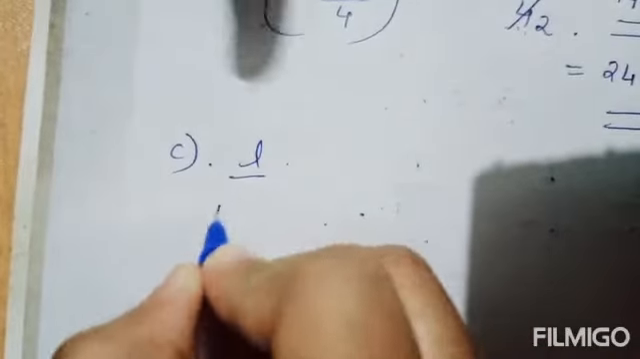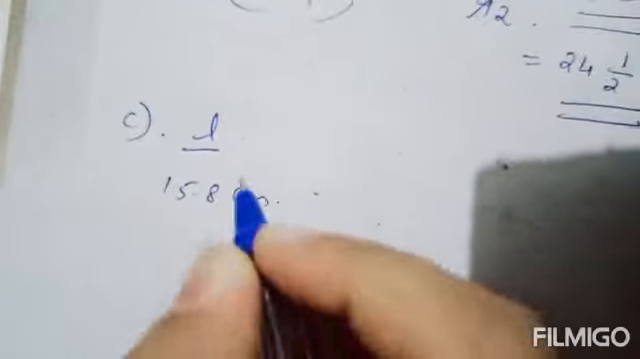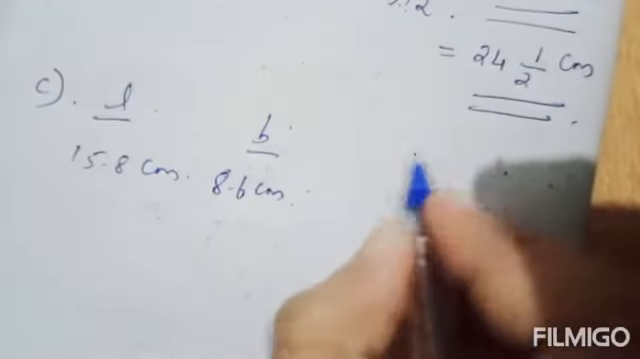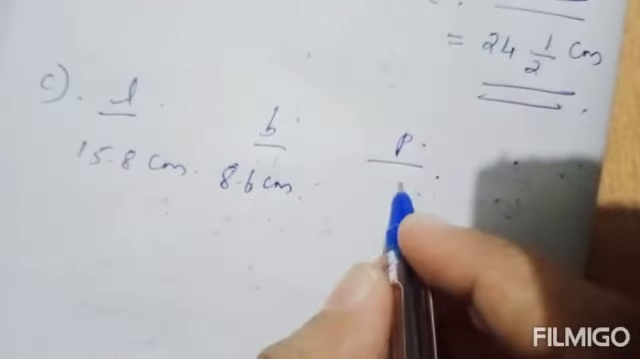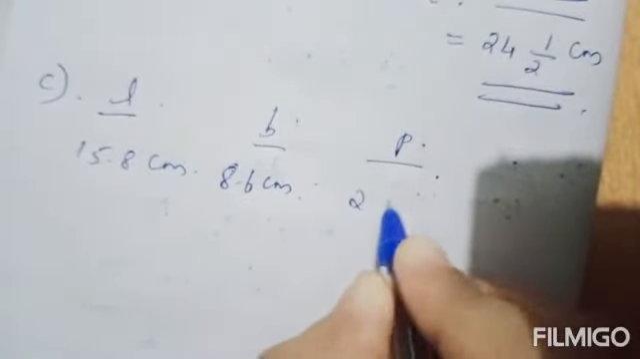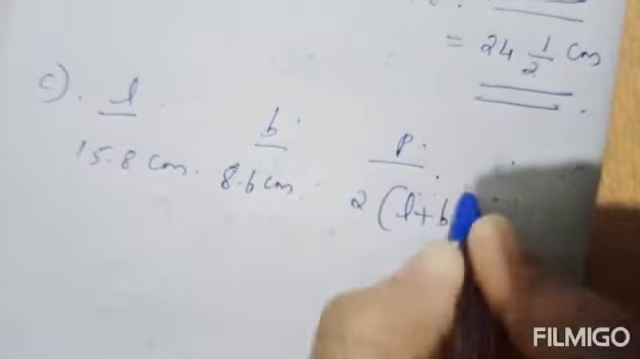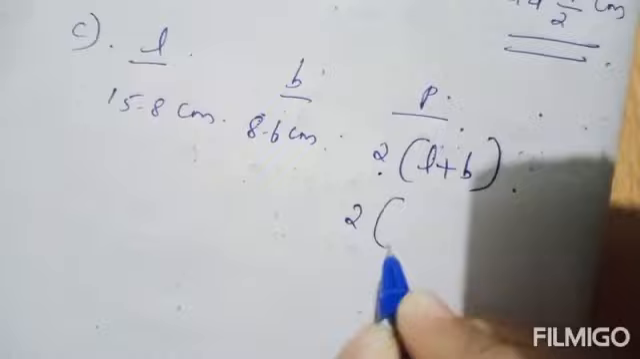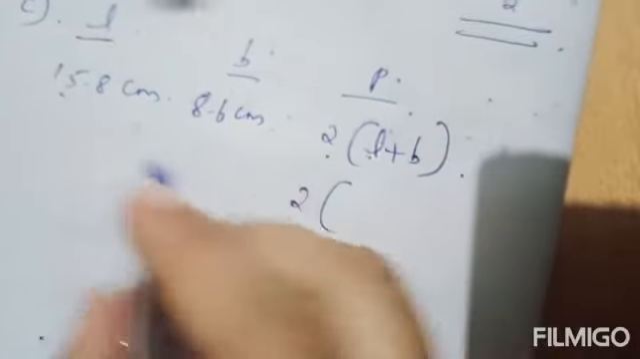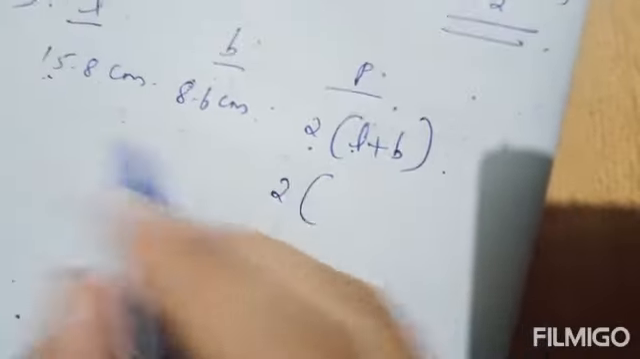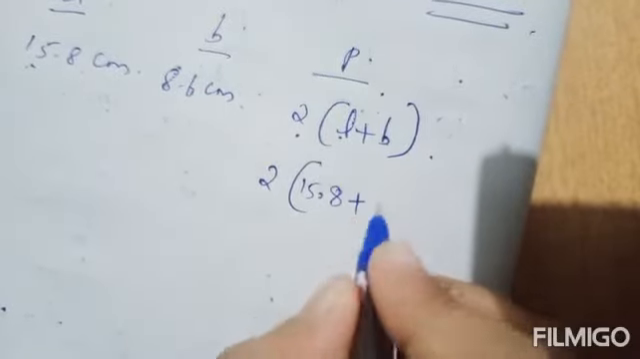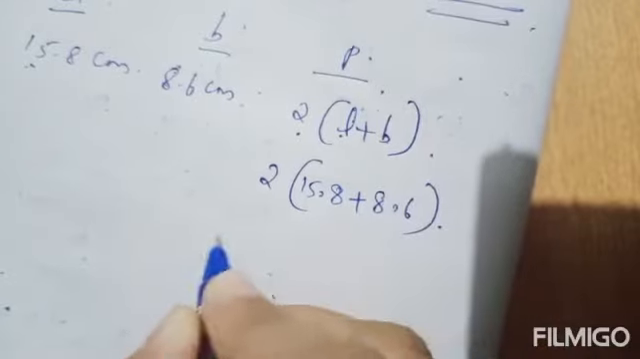Next see, length is given 15.8 centimeter. Breadth is given 8.6 centimeter. You have to find the perimeter of rectangle. Okay, so you know formula for finding the perimeter of rectangle, it is 2 into L plus B. So 2 into, in place of L what you can substitute? 15.8 is given here. Okay, so 15.8 plus B, it is 8.6. Now what you will get?